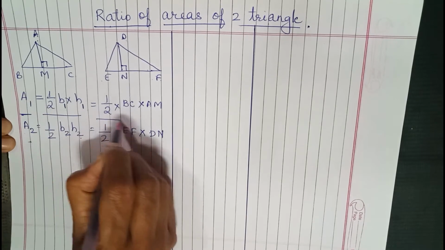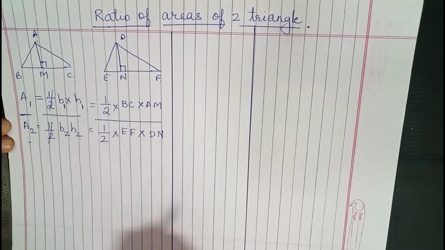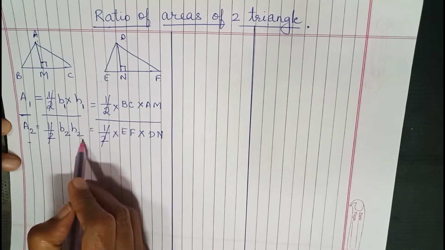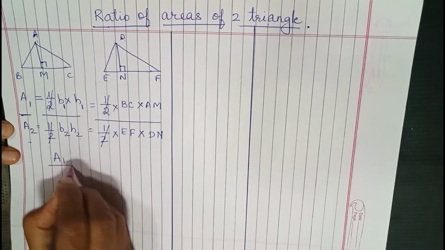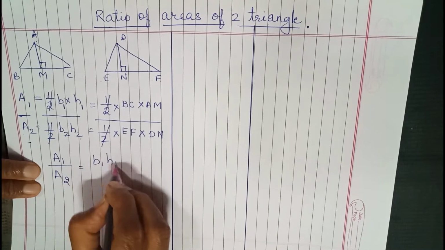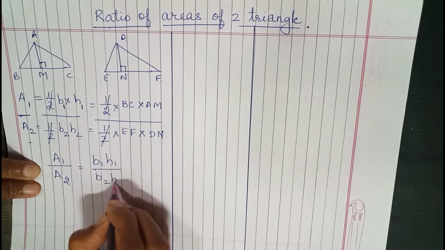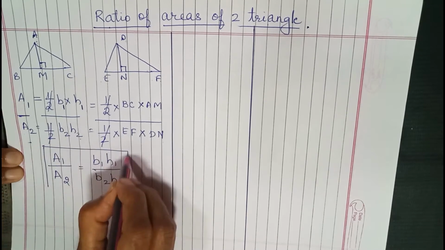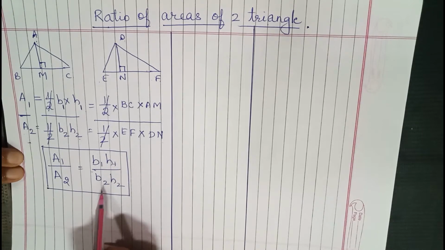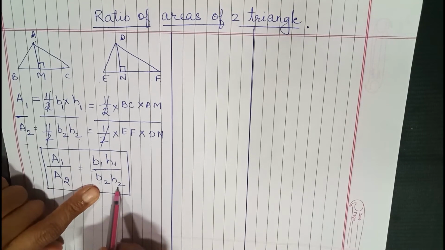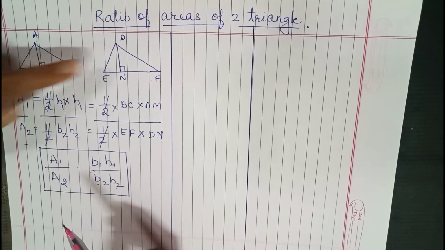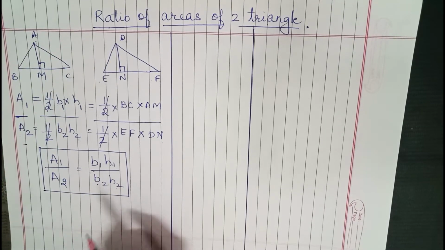So when you divide this, you can see the half will get cancelled and what will remain is only B1 H1 upon B2 H2. So I got the formula, that is the ratio of areas of two triangles is nothing but B1 H1 upon B2 H2, which is base of the first triangle multiplied by the height of the first triangle divided by base of the second triangle multiplied by the height of the second triangle. So using this formula, we can find the ratio of areas of any two triangles.